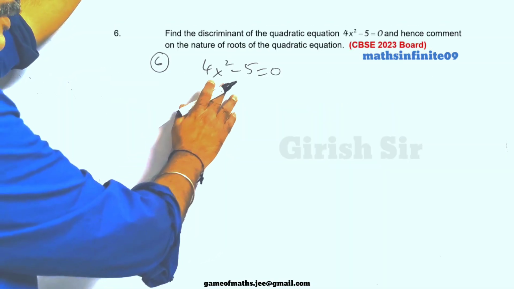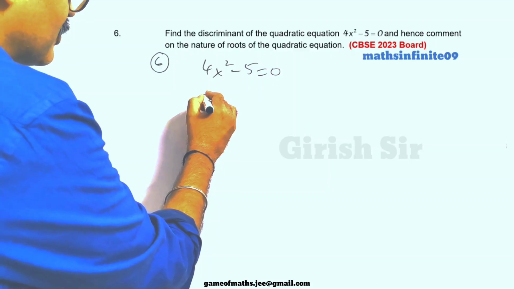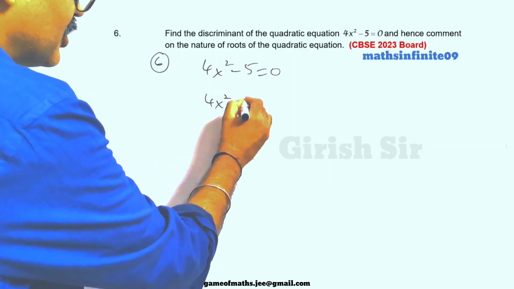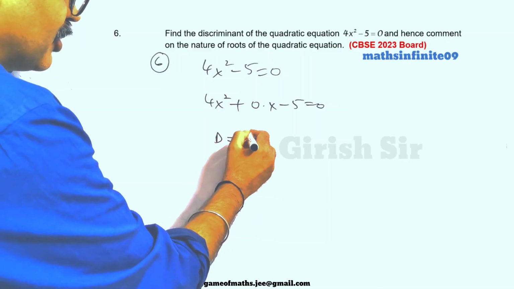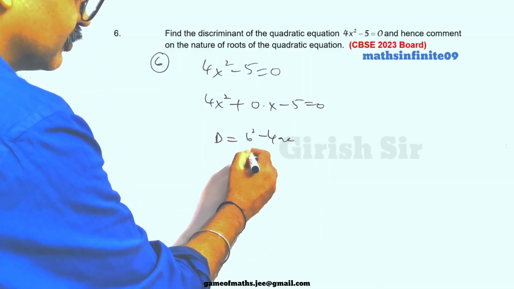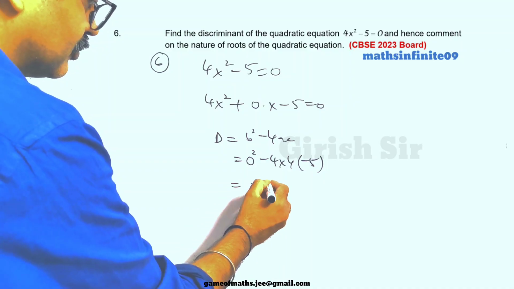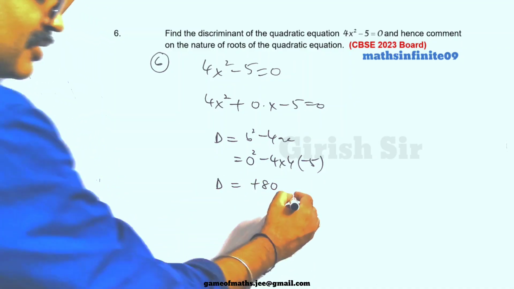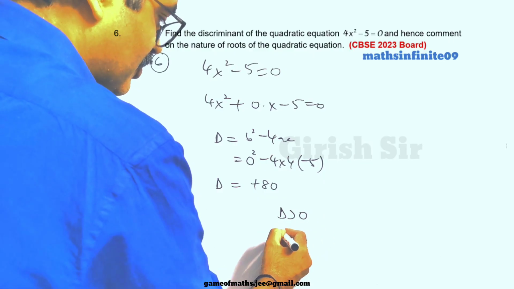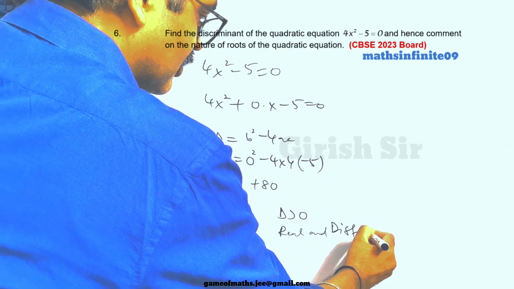See, in this question we have to find the value of D and comment on the nature of roots. So in this equation, which can also be seen as, the value of D would be, D is 80 plus 80, so D is more than 0, which means the roots are real and distinct.